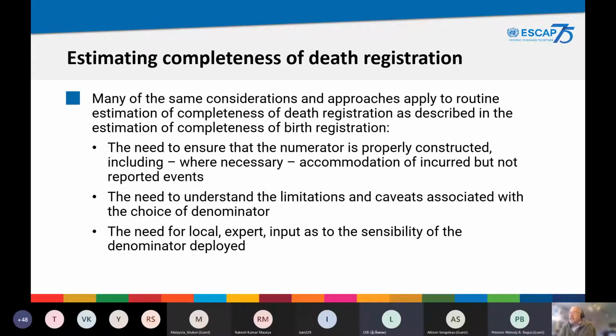We need to understand the limitations again as before, and the caveats associated with what denominator you choose to use to compare those events with the vital registration system data. And again, to re-emphasize, in all of these exercises, local expert input as to the sensibility of the denominator deployed and interpretation of the result is always going to be required.